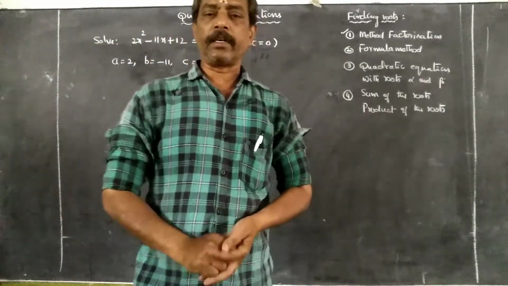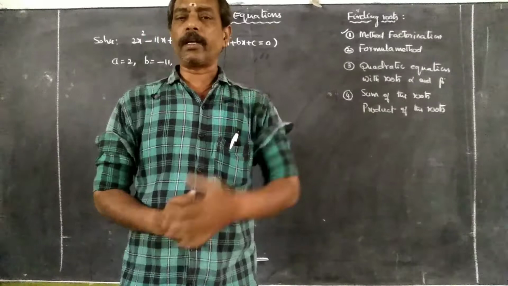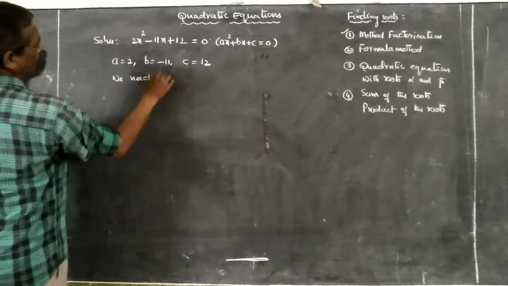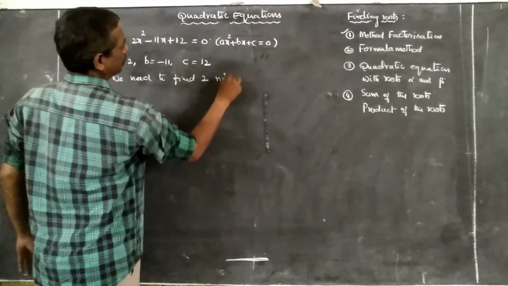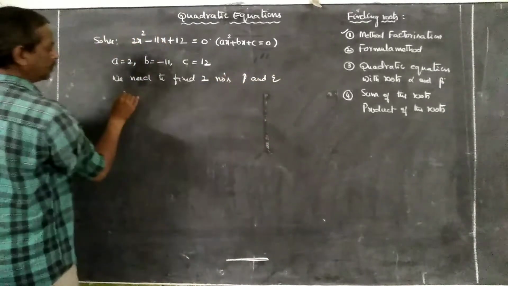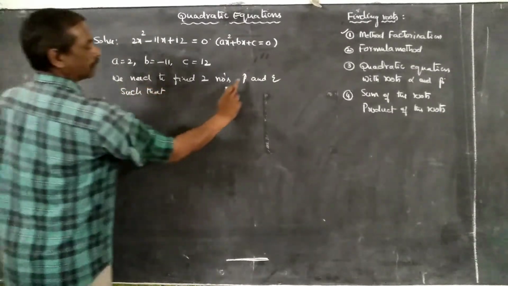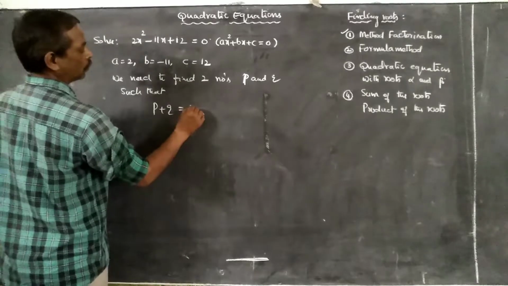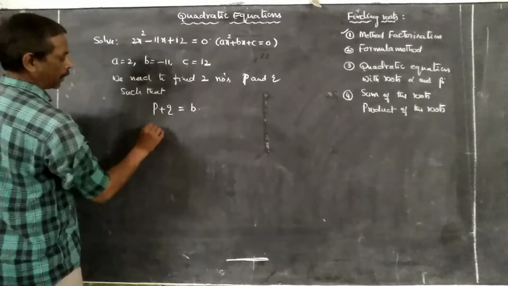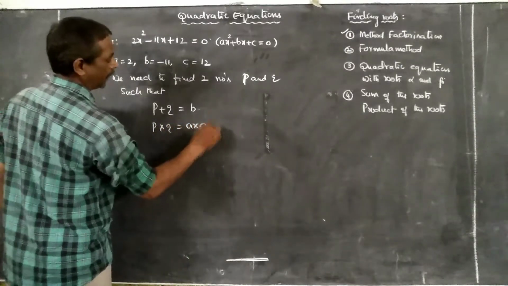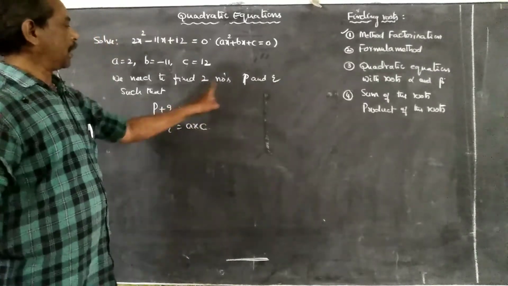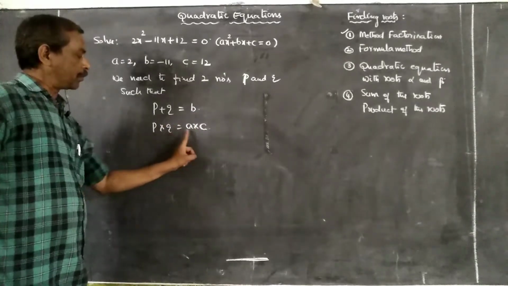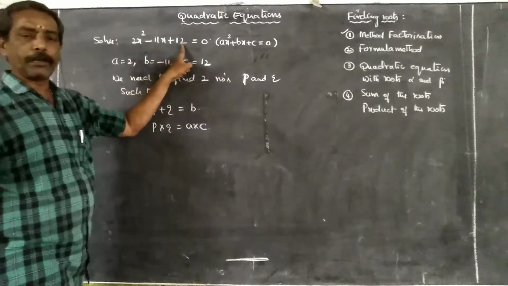So in the method of factorization, we need to find two numbers p and q such that the sum of the two numbers, p plus q, is equal to the x coefficient b, and their product p into q is equal to a into c, the x square coefficient into the constant.